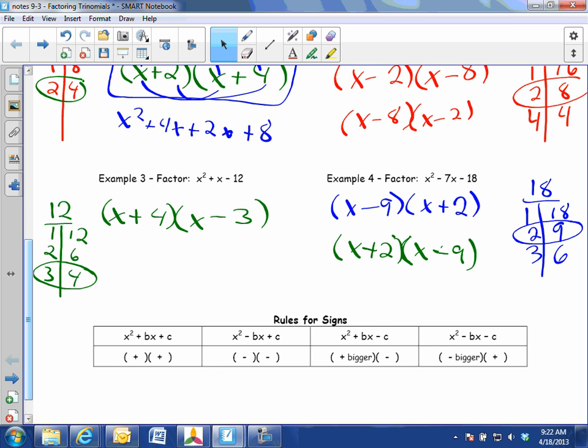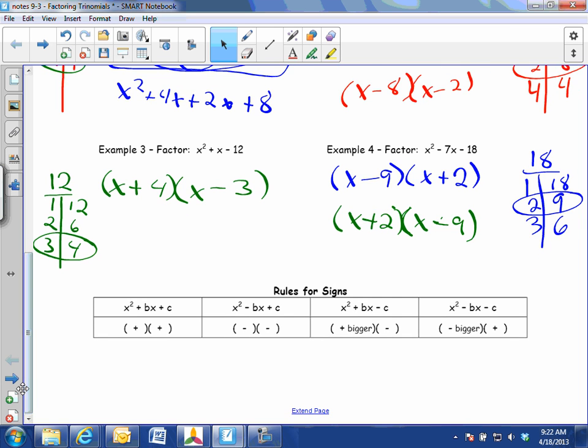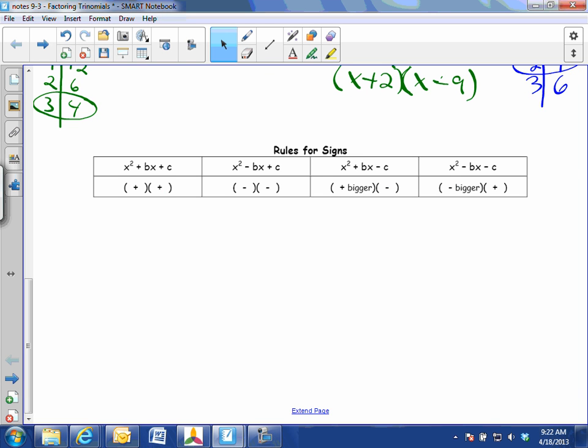All right, at the bottom, I have a little cheat sheet chart for you if you forget how the signs go. So if I have a positive, positive, I'm going to have a positive, positive in my parentheses. If I have a negative middle term, but a positive at the end, negative. If I have negatives at the end, and my middle term is a positive, that means the bigger has to be positive, and if the middle term is a negative, the bigger has to be negative.